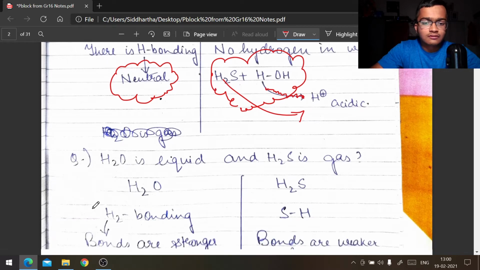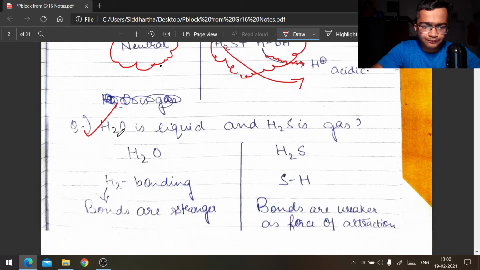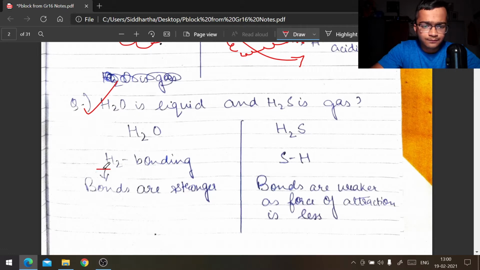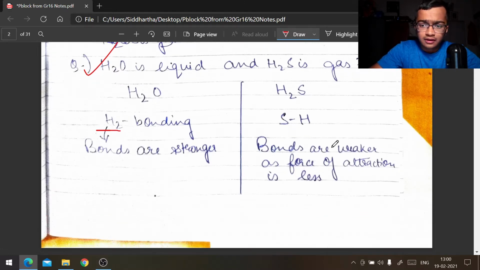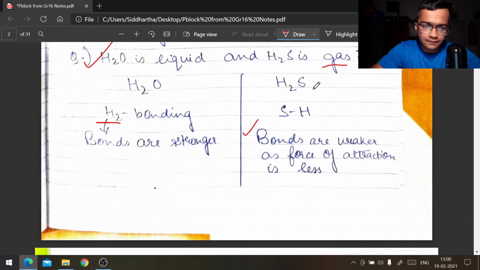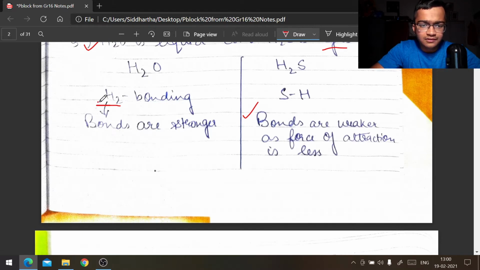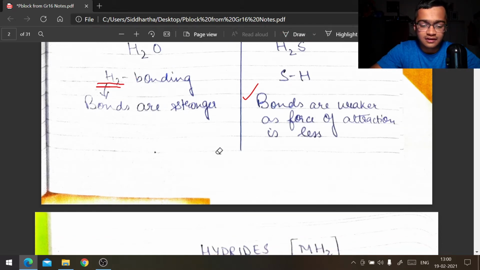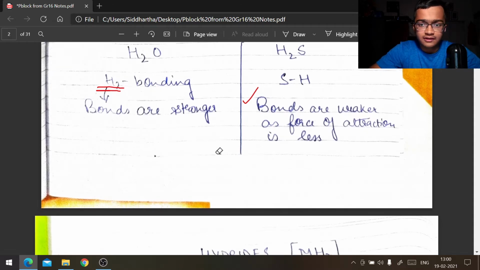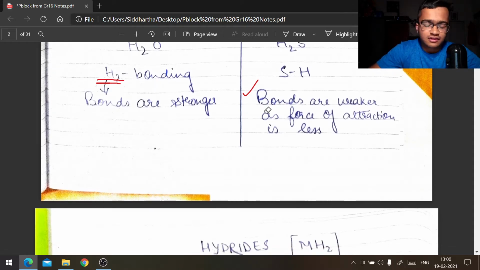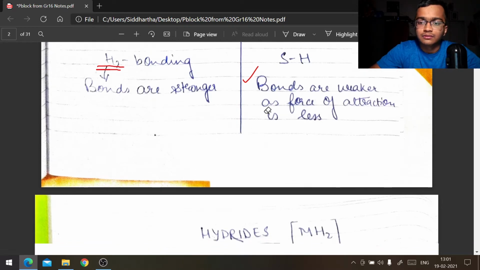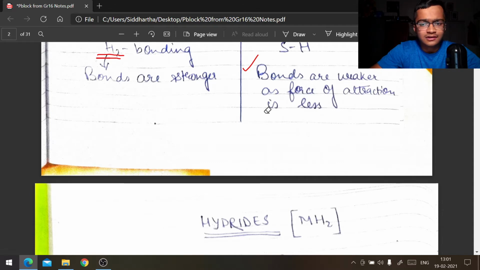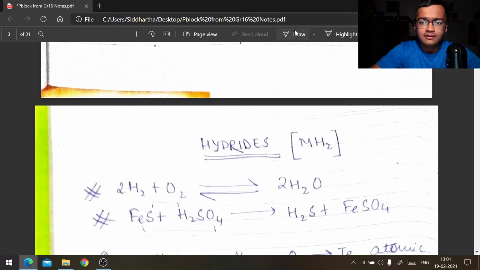Okay, why is H2O a liquid and H2S a gas? H2O can show hydrogen bonding, and H2S cannot show hydrogen bonding, so the bonds are weaker and the force of attraction is less, so it can exist as a gas. Hydrogen bonding means it can get bonded to other water molecules, and hence it is heavier for becoming a gas, so it is in a liquid state. On the other hand, there is no such hydrogen bonding in H2S, so there is a weaker force of attraction between the molecules, so it can escape or remain as a gas.